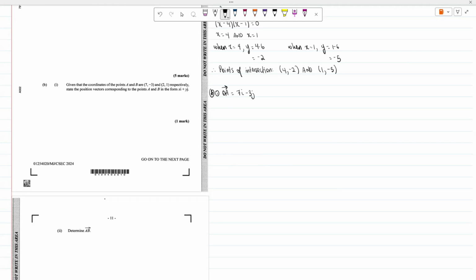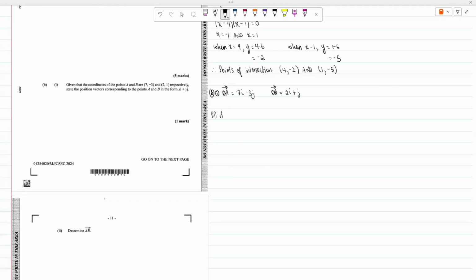Are we looking confused? Okay, good. Then OB, the position vector for B, is the x coordinate i plus 1j, or just j alone. Part 2.